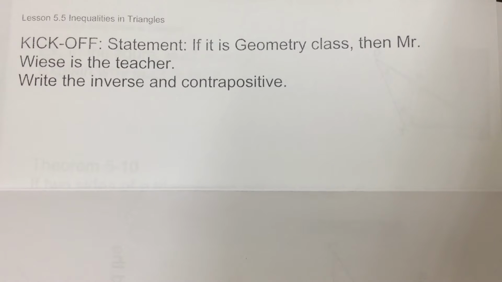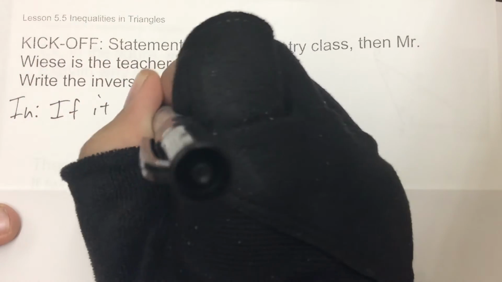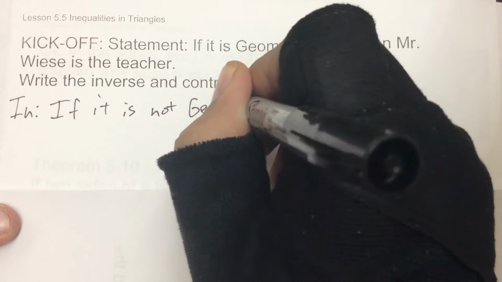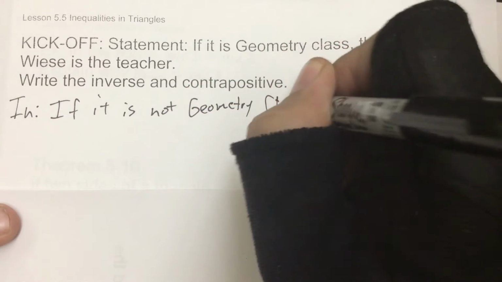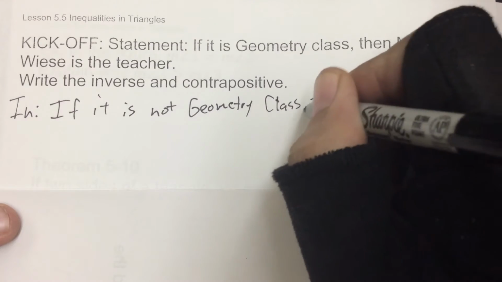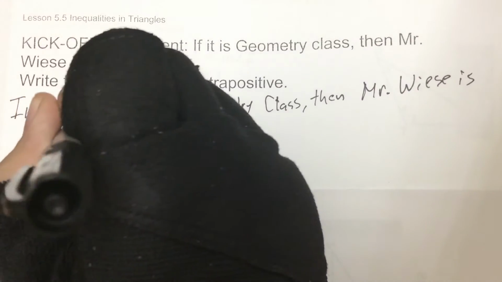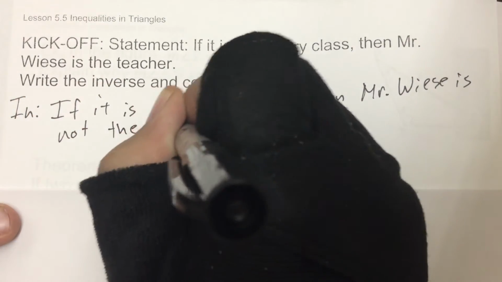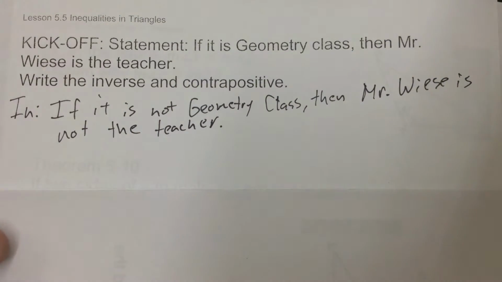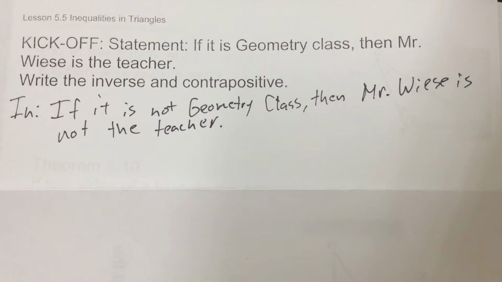So if we have the statement, if it is geometry class, then Mr. Weasley is the teacher, we would write for the inverse, if it is not geometry class, then Mr. Weasley is not the teacher. Inverse, so we negate the hypothesis and the conclusion. So we negate the if, negate the then.